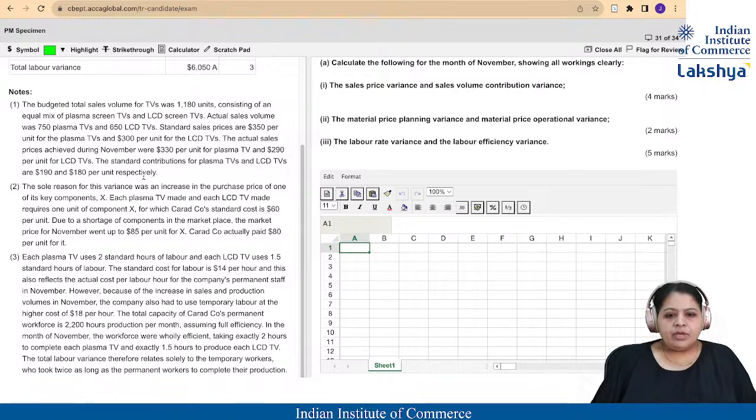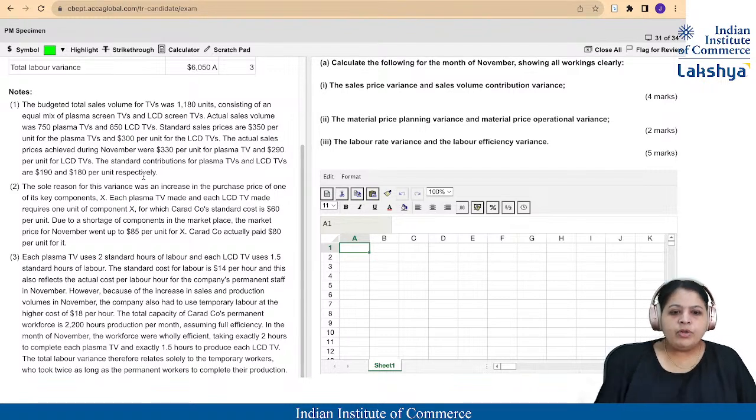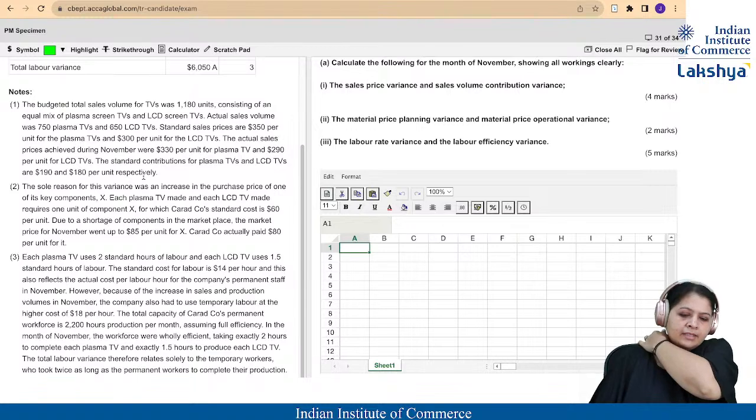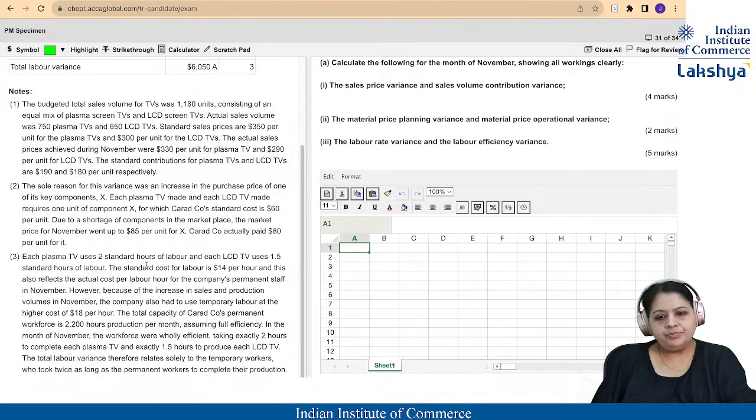The total capacity for Carrot Company's permanent workforce is 2,200 hours of production per month, assuming full efficiency. In November, the workforce was wholly sufficient, taking exactly 2 hours to complete each plasma TV and exactly 1.5 hours to produce each LCD TV. The total labor variance therefore relates solely to the temporary workers, who took twice as long as the permanent workers to complete their production. So the labor variance is adverse, 6,050.